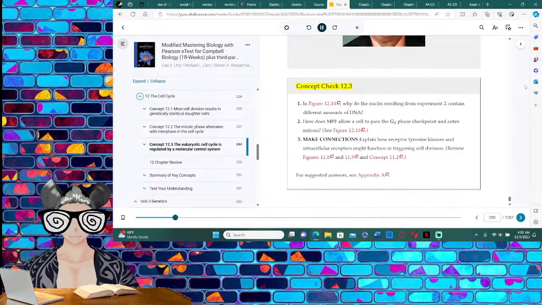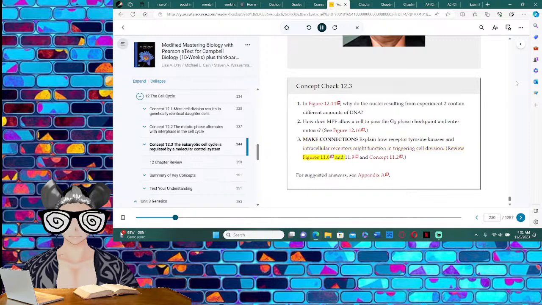Concept check 12.3. In Figure 12.14, why do the nuclei resulting from experiment 2 contain different amounts of DNA? How does MPF allow a cell to pass the G2 phase checkpoint and enter mitosis? See Figure 12.16. Make connections: explain how receptor tyrosine kinases and intracellular receptors might function in triggering cell division.